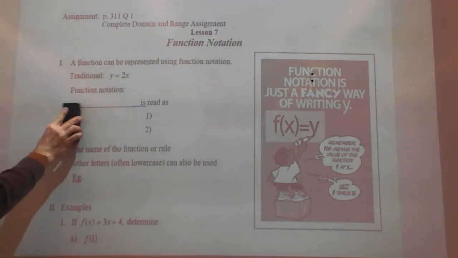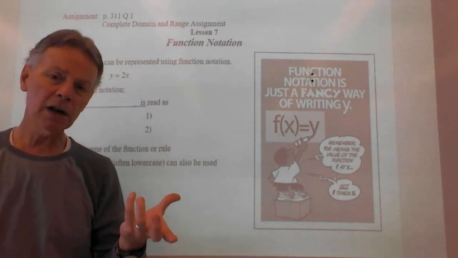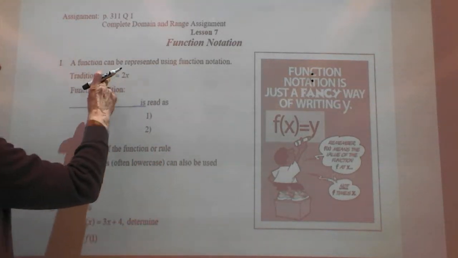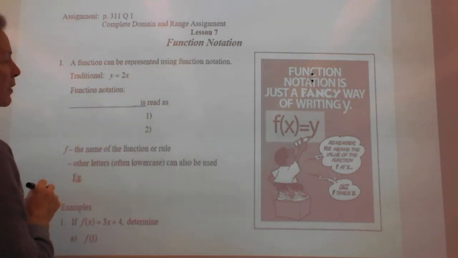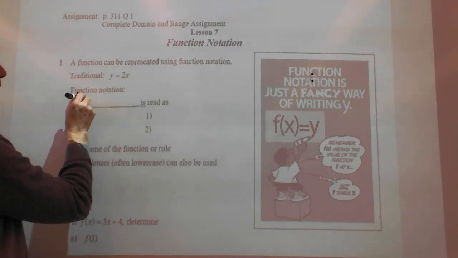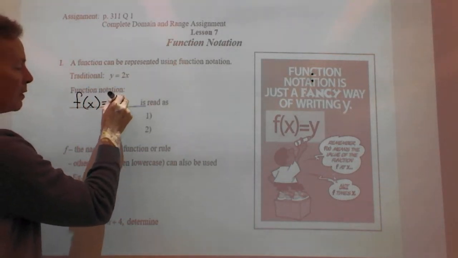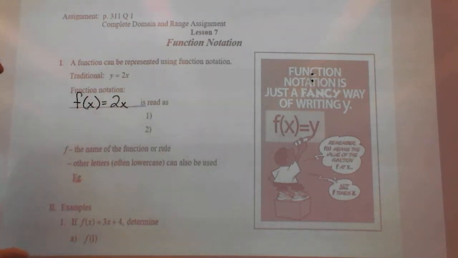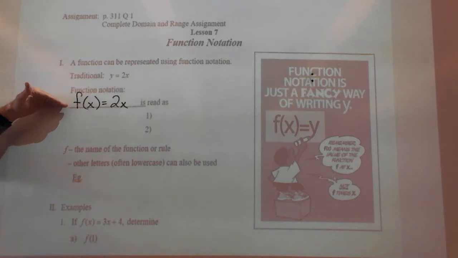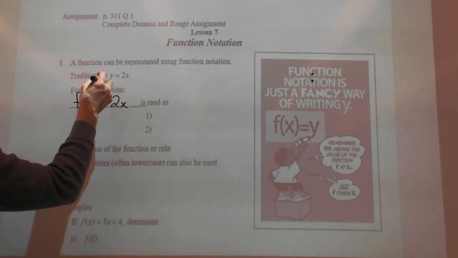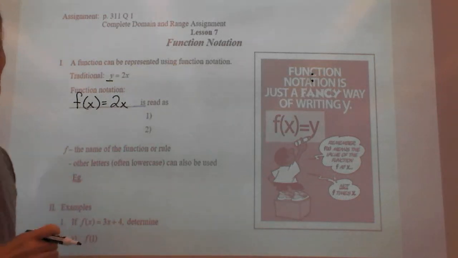So when we're dealing with function notation, we just write it a little bit differently. So instead of writing y equals 2x, we're going to write f at x equals 2x. Now, how is this first one different from the second one? Well, very simply, instead of writing a y, I've simply replaced it with this weird looking thing, f at x.